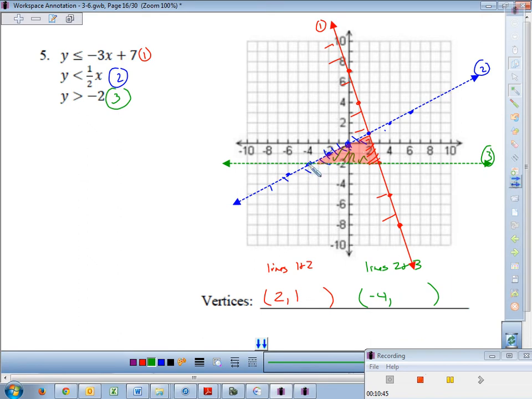Yeah, 2 and 3. So -4, -2. Someone said the answer to where 3 and 1 intersect. Just be careful which ones you're looking at. That's why putting those numbers really makes a difference. And then lines 1 and 3. So we did lines 1 and 2, 2 and 3. The last ones will be 1 and 3. They intersect at 3, -2.